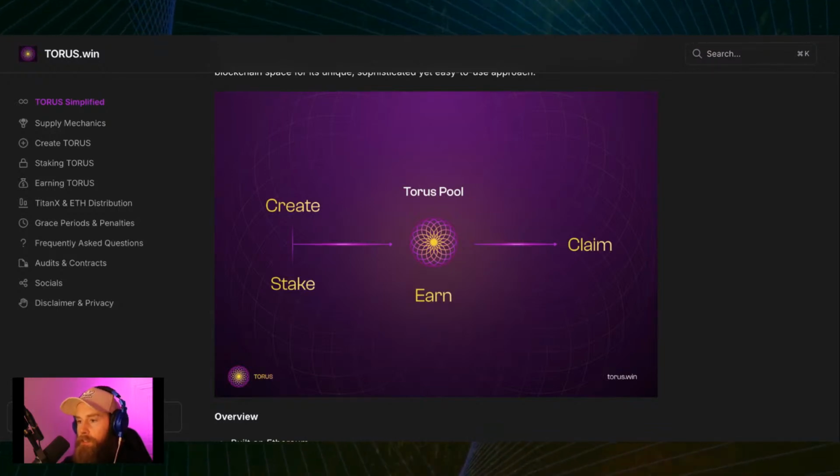Now, let's go a little deeper into the white paper. And again, if anyone has questions about what I'm saying here, please, I'd love to chat with you. I want to have an open dialogue here about TORUS, tell you guys what's going on.